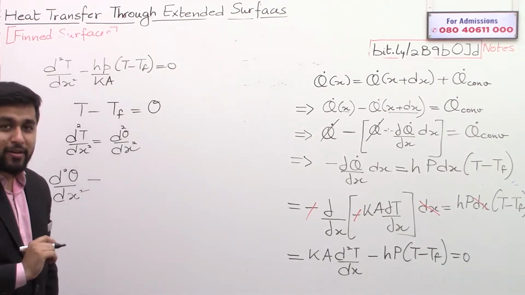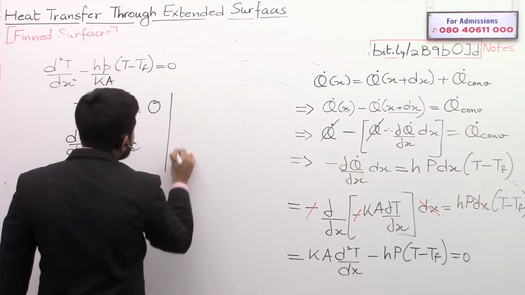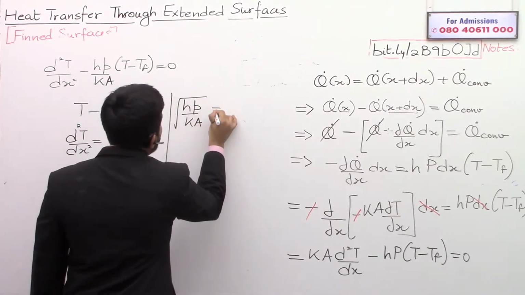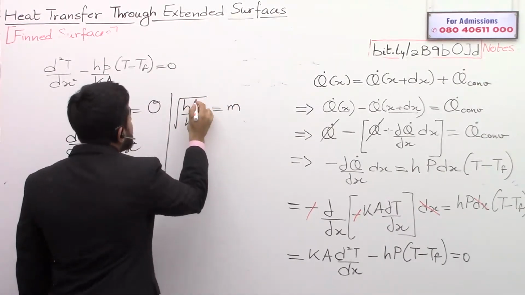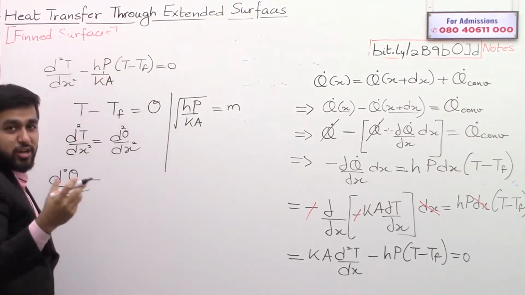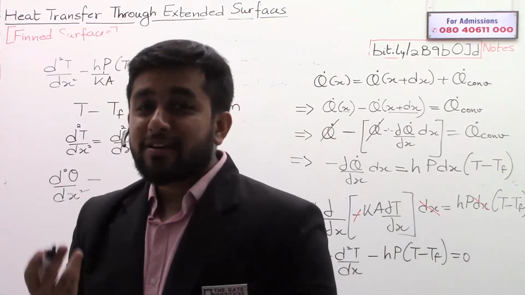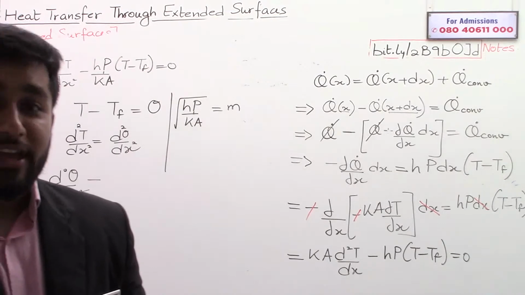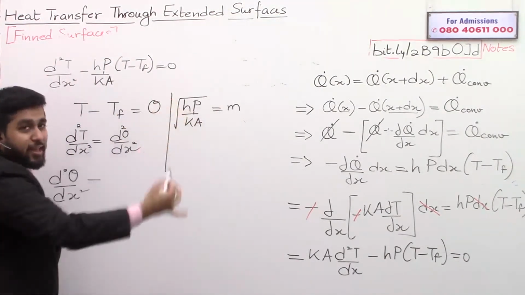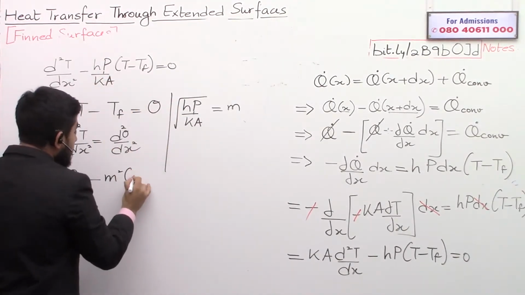Now let me do one thing. You have that term like omega square. So let me say root of hP by kA is equal to m. Why am I doing this? Because I know that h is the coefficient of convection, a constant for me. P is the perimeter of cross section, again a constant for me. k is the thermal conductivity, constant. A is the area of cross section, constant. So I'm writing it as a constant. So root of hP by kA, that is m. So this becomes m square. So you will have m square into theta equal to 0.